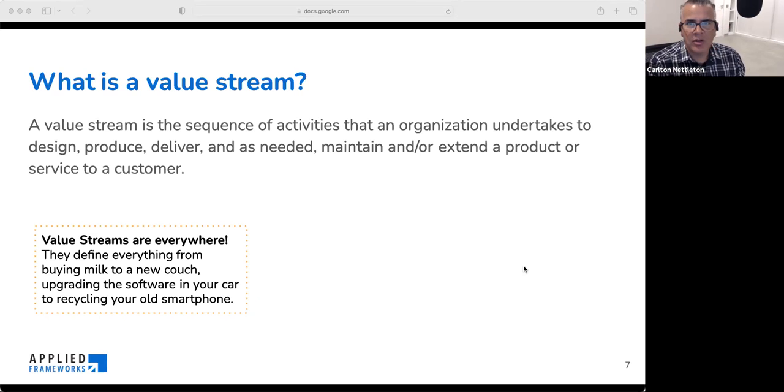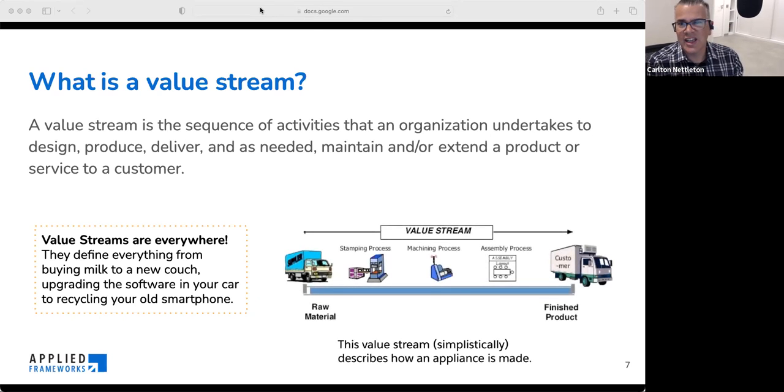If you think about a value stream in a very simplistic way, let's take the example of a consumer household appliance. This diagram demonstrates very basically what a value stream is. You have some raw materials. Then there's another step where you stamp out, I'm trying to think, well, I have a microphone right here, you do the stamping process. Then there's a machining process, followed by an assembly process. Then you have that finished product that gets to the customer. Real basic, real straightforward.